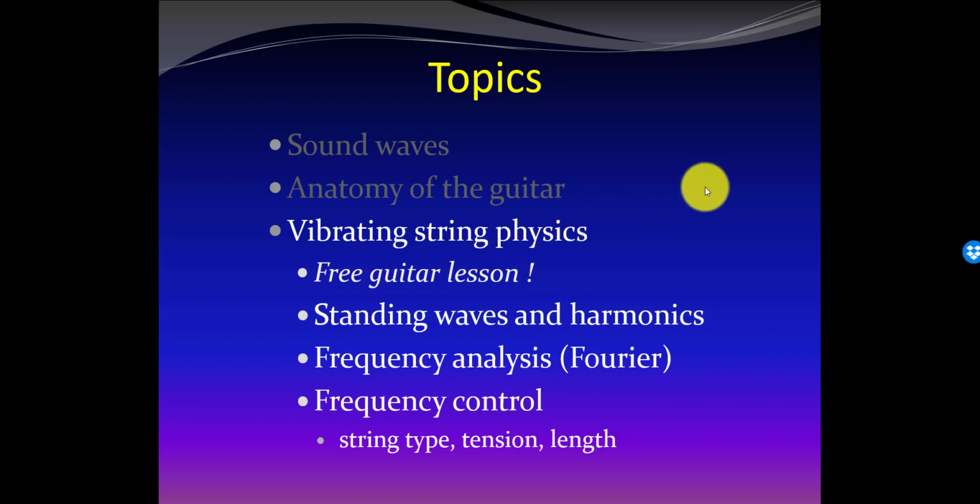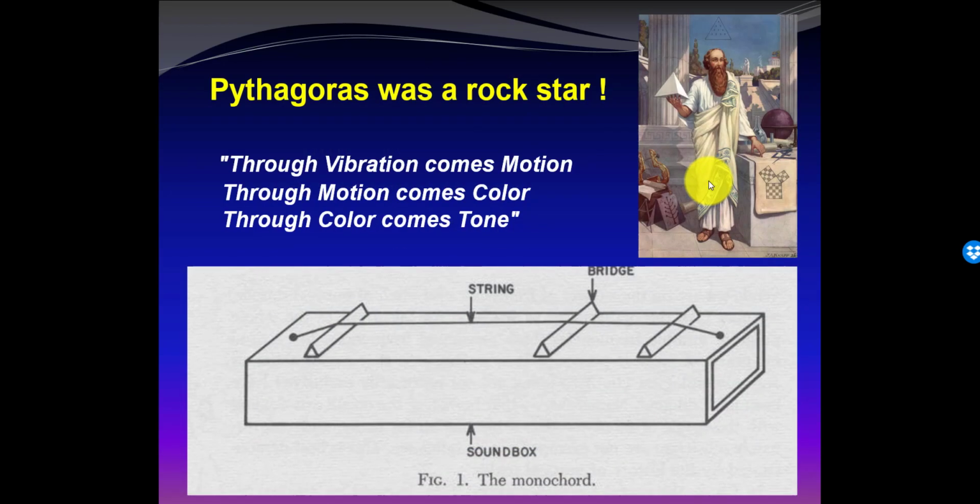Let's go to vibrating string physics now. Pythagoras was a rock star, probably one of the first ones, and he had a monochord guitar shown here. And here's the bridge where the strings are overlapping, and he's attached this to a sound box, which is basically the sound box of the guitar, and the sound comes out from this end as it does from the guitar hole. He studied the vibration of these strings and the sound produced, and worked out much of the physics that occurs during that presentation of sound.